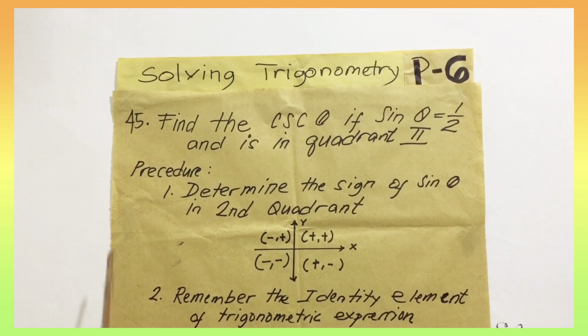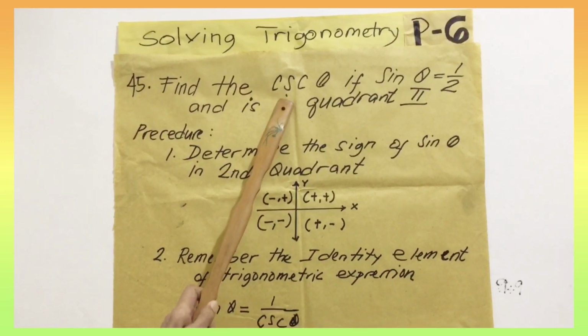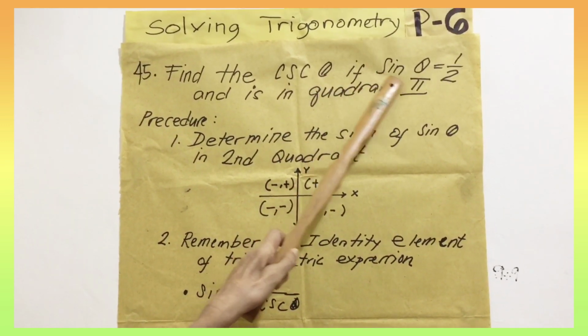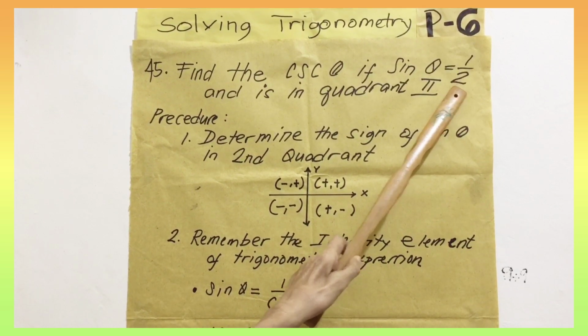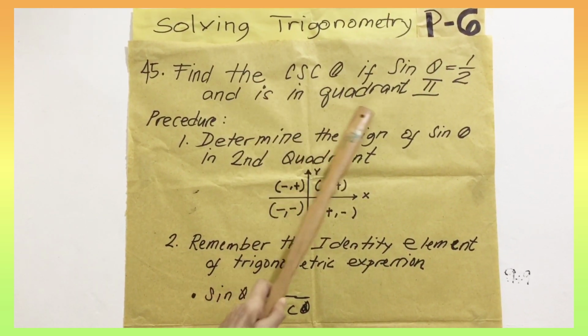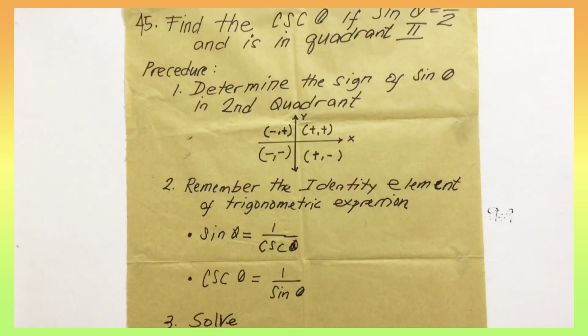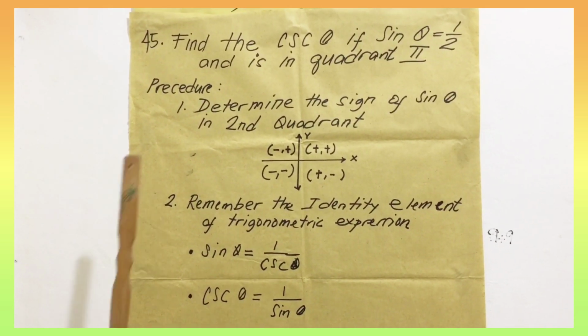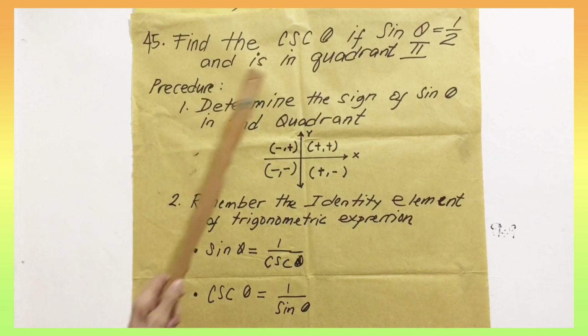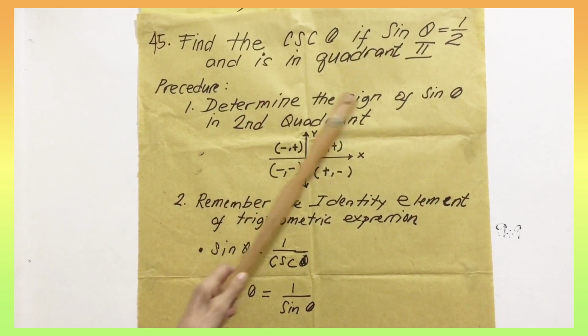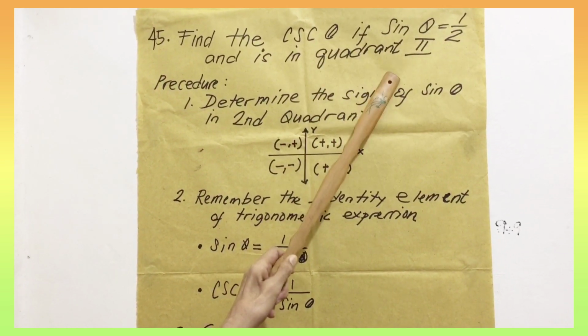Okay guys, number 45 problem. Find the cosecant theta if sine theta is equal to 1/2 and is in quadrant 2, or in the second quadrant. So there is a condition that the angle should be placed in quadrant 2.